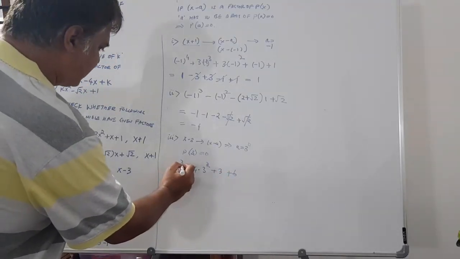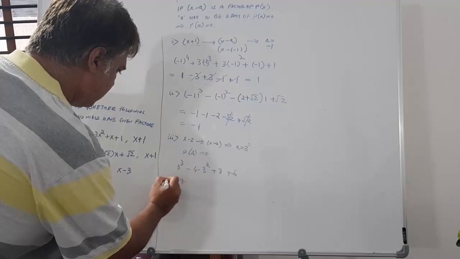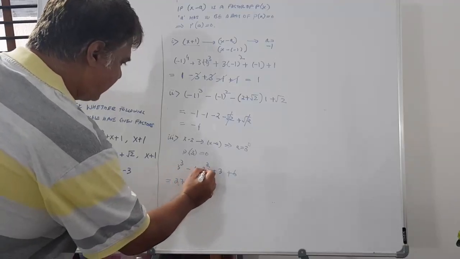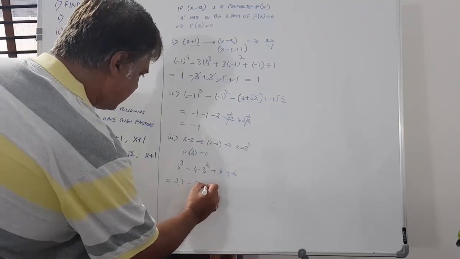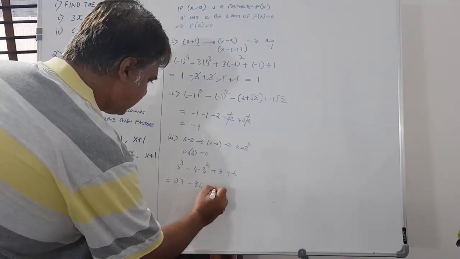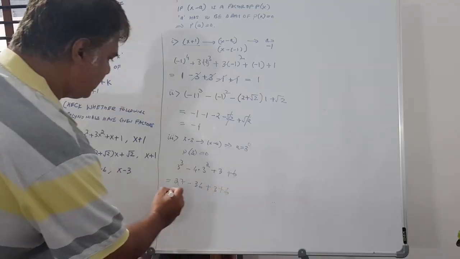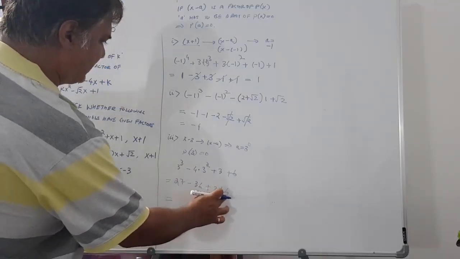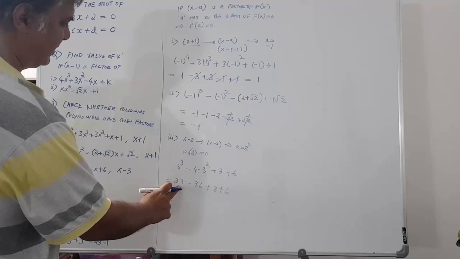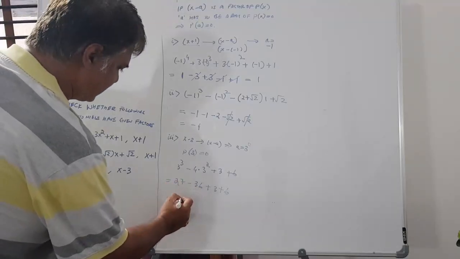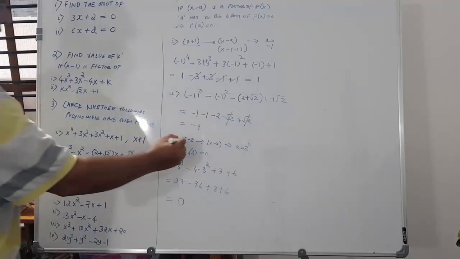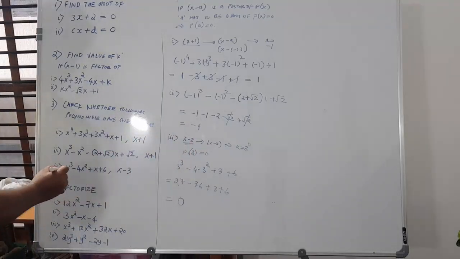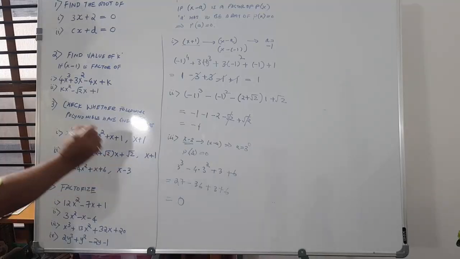So 3 cube is 3 3s are 9, 9 3s are 27, and 3 squared is 9, 9 4s are 36, plus 3 plus 6. So you can see that 3 plus 6 is 9, 9 plus 27 is 36, 36 minus 36, this is giving you 0. So definitely we can say that x minus 3 is a factor of x cube minus 4x squared plus x plus 6.